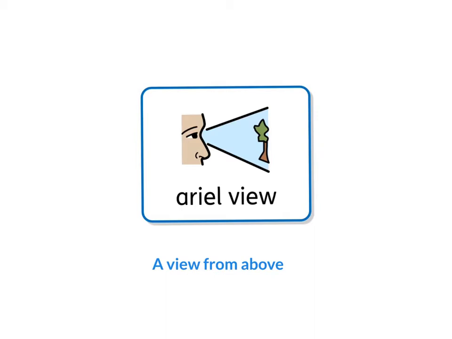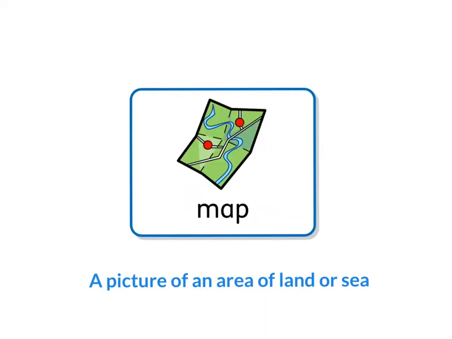For example, if you were on a plane, you would be able to see an aerial view of land or sea. Map. A map is a picture of an area of land or sea. We usually use a map to help us get from one place to another if we don't know the way.